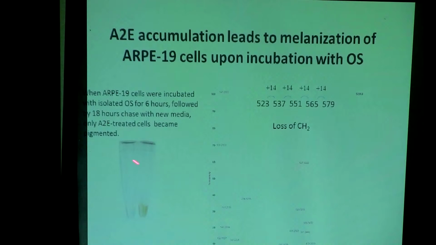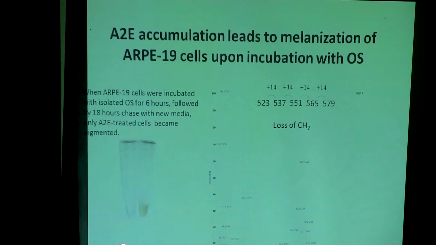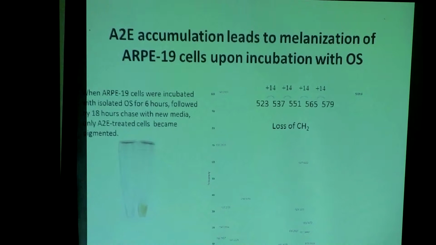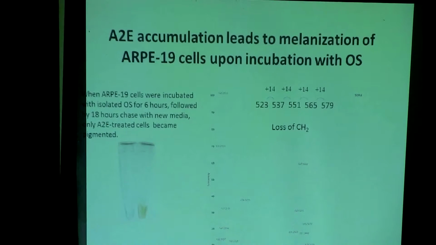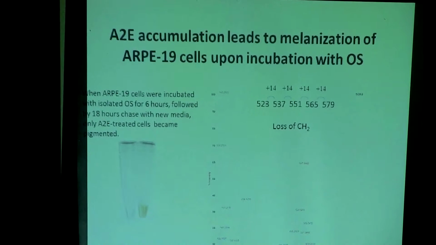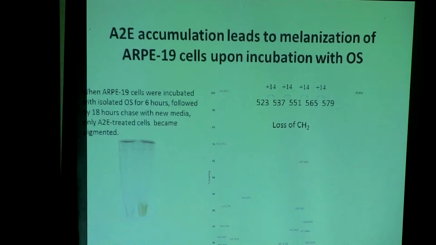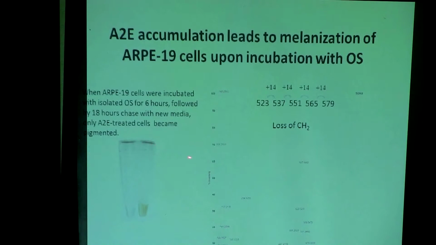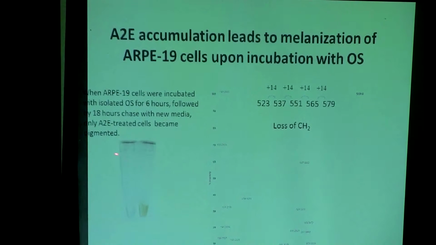Another thing we didn't expect to observe is melanization of cells. ARPE19 cells in these conditions grow without pigment. To get them to develop pigment, you need to grow them in the presence of sodium pyruvate. But if you grow them without sodium pyruvate, even when they are differentiated and grown for a long time, they're not pigmented. Now, if we treat them with A2E and then challenge them with outer segments, they develop pigmentation, quite pronounced.